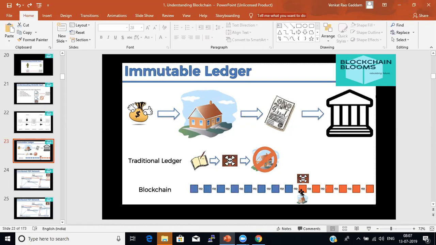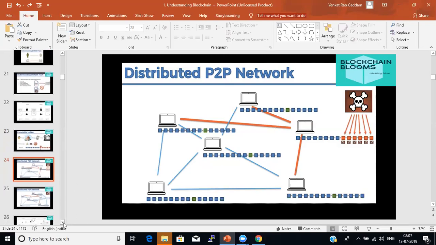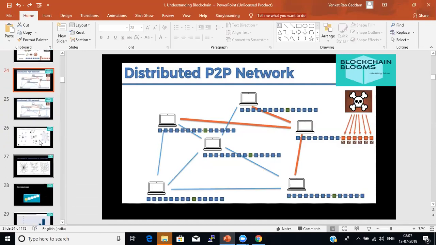Whereas in blockchain, the data will be in a distributed manner, and if you try to modify it on your computer, the same data will be there in other computers as well. So we'll see that in the next slide. Here there is a network concept involved. This network, we'll call it a distributed and decentralized peer-to-peer network.